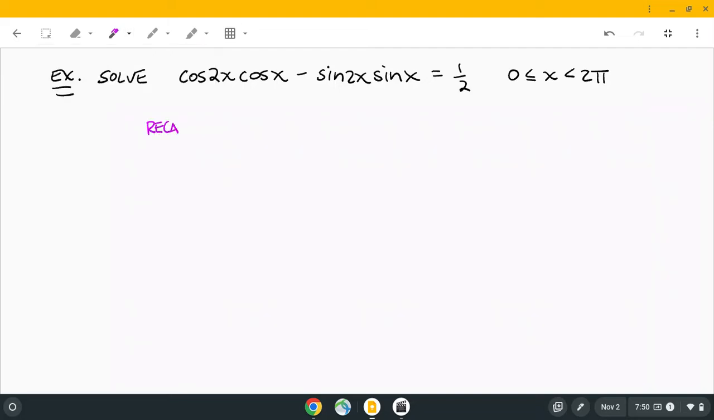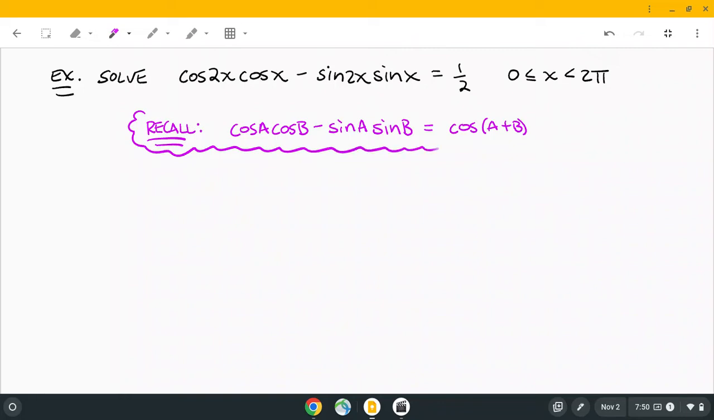Let's recall from the sum and difference formulas: cosine A cosine B minus sine A sine B. This goes with cosine of the sum. This is the one that we're going to use to rewrite this one over here. In this case, A is 2x, B is x.